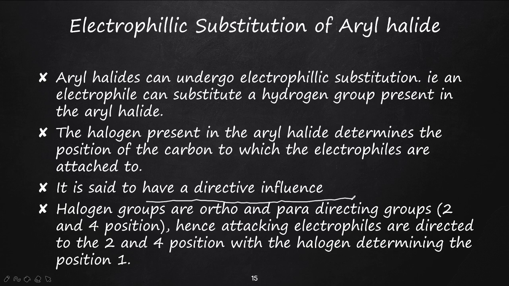So halogens are ortho and para directing, hence attacking electrophiles are directed towards the 2 and the 4 positions, with the halogen determining position 1. Wherever the halogen is present, that will be position 1. Then the second and fourth positions are where the attacking electrophiles are directed. So let me give some examples. Let's look at the nitration of chlorobenzene.